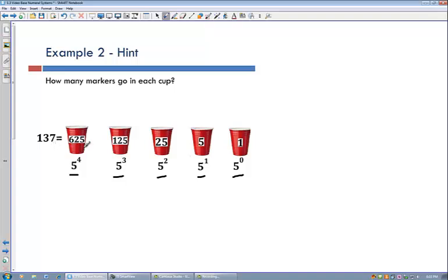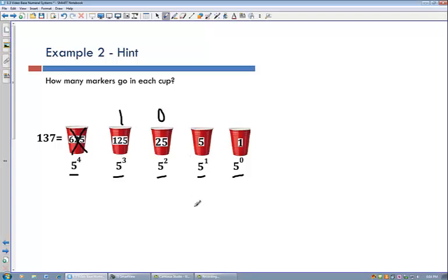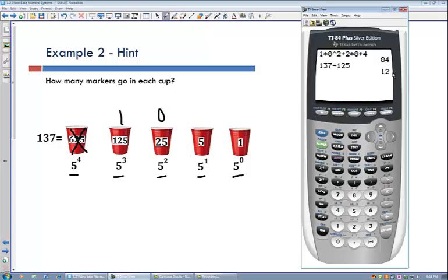The first thing you realize is that we don't need this cup because it's too big. But we can use the 5 cubed cup, and I'm going to put one thing in it. When you put one thing in this cup, that's actually 1 times 5 cubed, or 125 things. Then you ask yourself, how many things do you have left over? You can take 137 and take off 125, because by putting one marker in that cup, you've represented 125 things. And so you have 12 things left. How many markers are you going to put in the 5 squared cup? Hopefully you say 0, because 12 is too small, and 25 is bigger than 12.